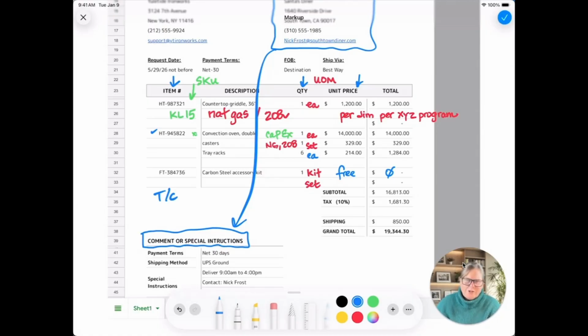And the special instructions serve as a place to put that. If that's the case, you need to say so in the ship to section. Say see below, see special instructions. That's a lot of purchase orders will say that if they don't have room.